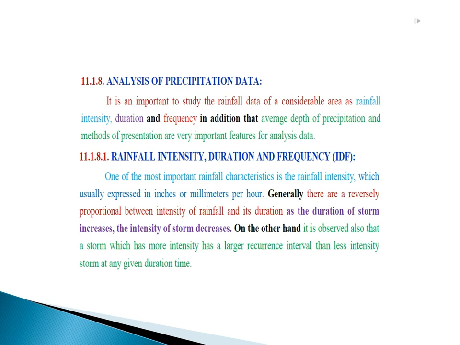Look, my dear, the rainfall intensity is usually expressed in inches or millimeters per hour, and generally there is an inverse proportion between intensity of rainfall and its duration. On the other hand, it is also observed that a storm which has more intensity has a larger recurrence interval than a less intense storm at any given duration time.